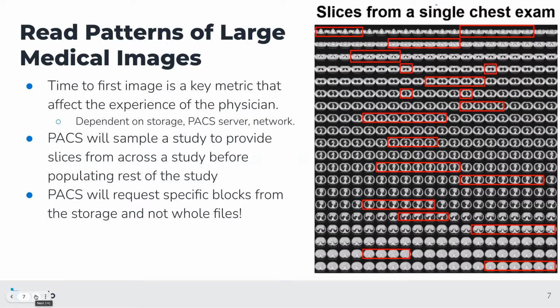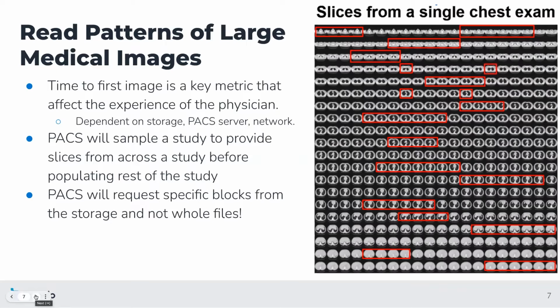And so one of the KPIs that a PACS team is looking at is time to first image, the time between a physician clicking on that study and it showing up, and then the time for that whole study to show up. And as you know, a radiologist will click the study, it'll pop up, and they immediately start scrolling, and they're expecting the images to be there.